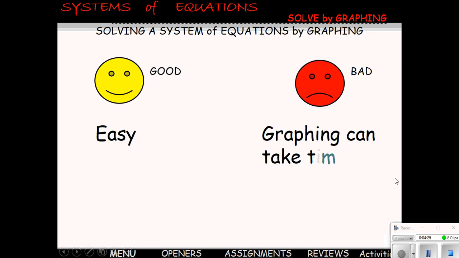Okay, when we solve a system by graphing, there's some good things and bad things. The good is that it's easy, especially if you're doing it on the computer. It's really easy to solve a system by graphing. The bad part is, if you're doing it by hand, graphing can take a lot of time, and both by hand and on the computer, sometimes it's inaccurate. Like we saw before when we talked about quadratics with a graph, it's hard to tell the difference between 3.1 and 3.2, or any other two very close numbers. So accuracy can sometimes be a problem when graphing to solve a system of equations.